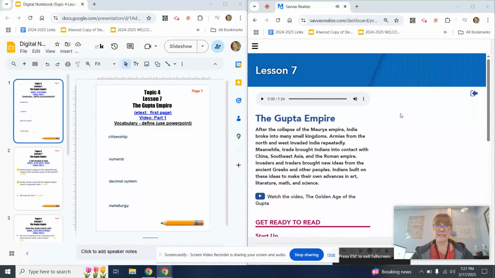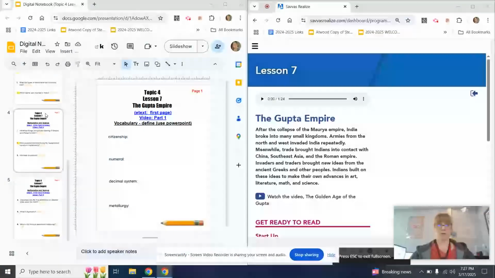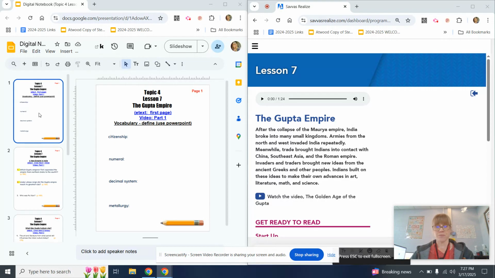We are moving on to Lesson 7, the Gupta Empire. Let's look at your digital notebook. It is a shorter digital notebook, only 5 pages. Our first page is our vocab words.